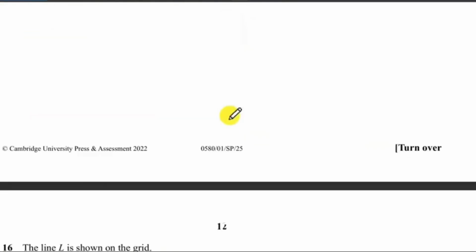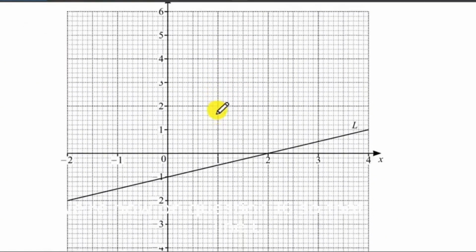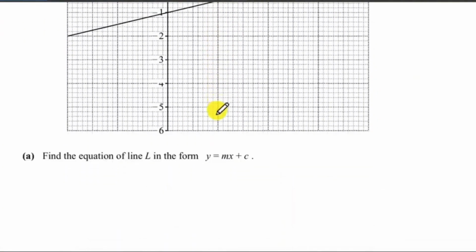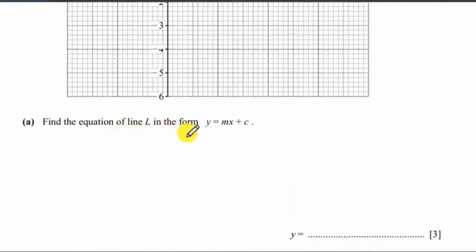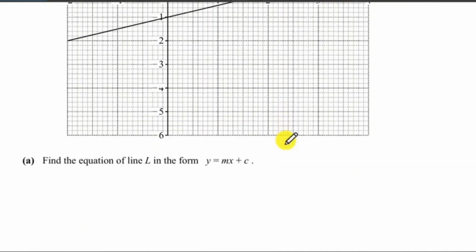All right, let's move on. The line L is shown on the grid. We're now on question 16. So that's the line L. Find the equation of the line L in the form y equals mx plus c. Firstly, we need to understand what this equation means. y equals mx plus c.